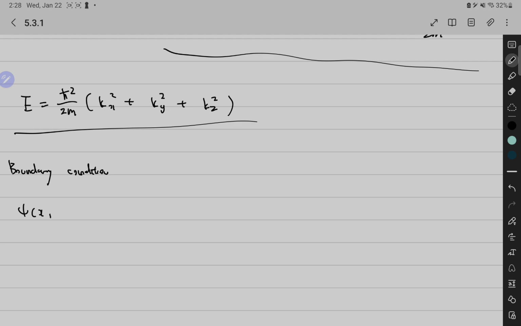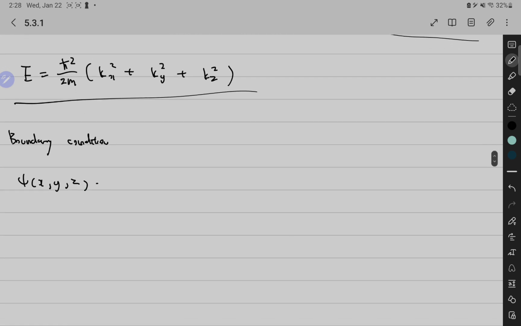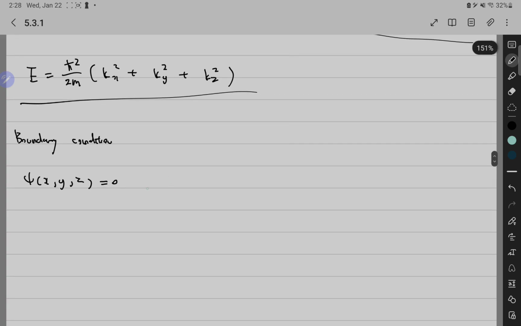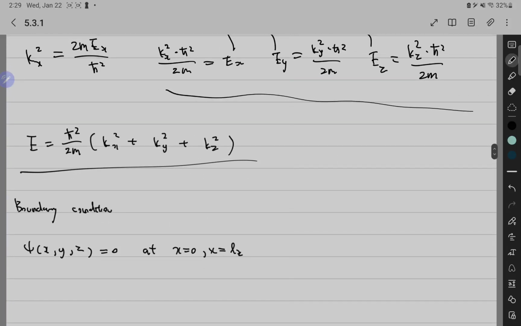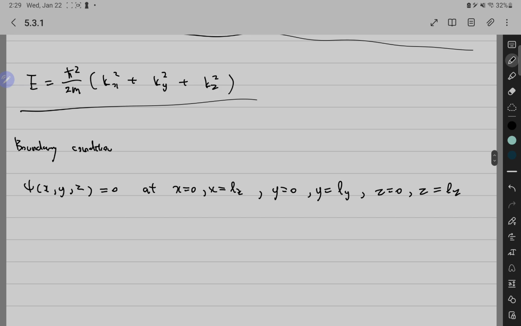Mathematically speaking, what does that mean? That means that for our x, y, z, we want the wave function to be equal to 0. At what points does this happen? Well, this happens at x equal to 0, x equal to Lx, because when it's at the edge, it vanishes. And y equal to 0, y equal to Ly, z equal to 0, z equal to Lz. That's what we have here for the boundary condition.